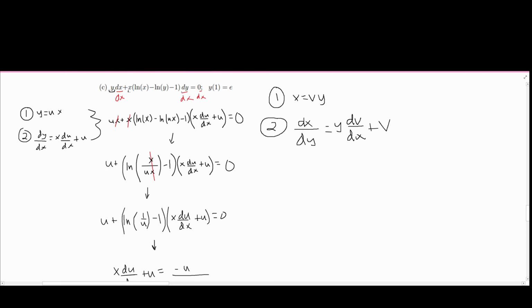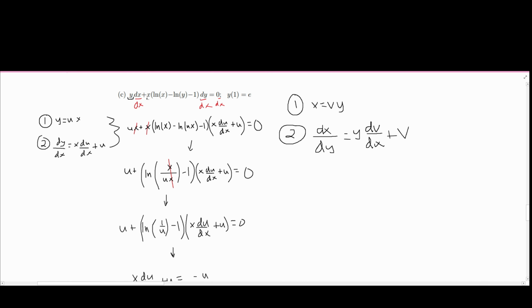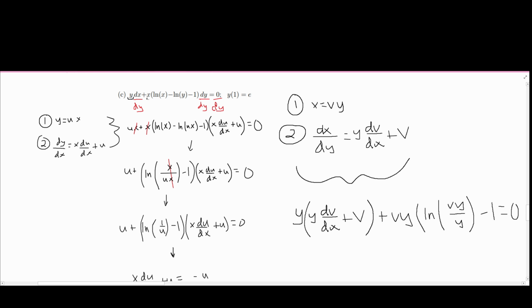So solving for it like this, we are going to plug in everything we know. Doing it this way, we're going to divide everything by dy instead of dx. And then now we are going to plug everything that we know in. And this is what we get. y times, in parentheses, y dv over dx plus v plus vy, in parentheses, ln of vy over y, in parentheses, minus 1, with the parenthesis around that last one, equals 0.